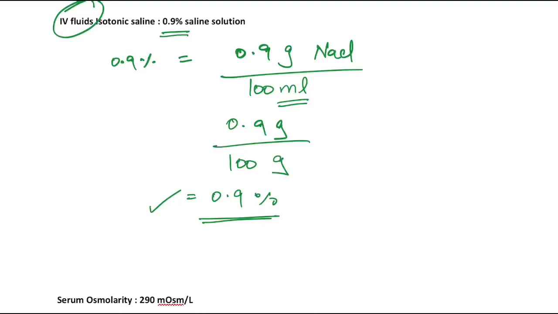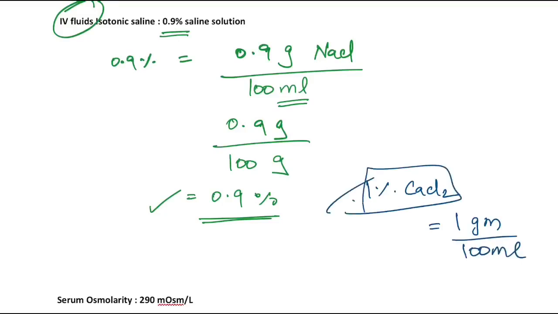So it is simply expressed as 0.9 percentage solution. And for any substance for that matter, if you want to calculate how a 1 percentage calcium chloride solution is prepared, it is prepared by dissolving 1 gram of calcium chloride in 100 ml of water. This is the percentage solution.